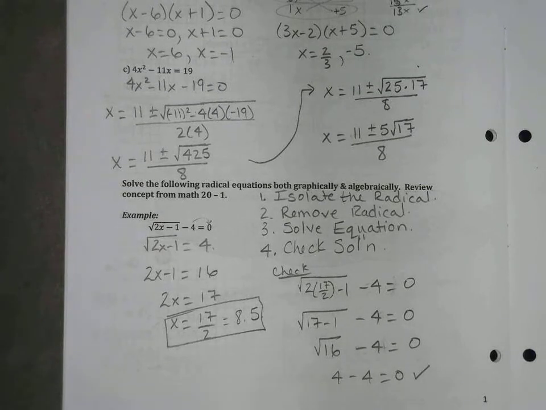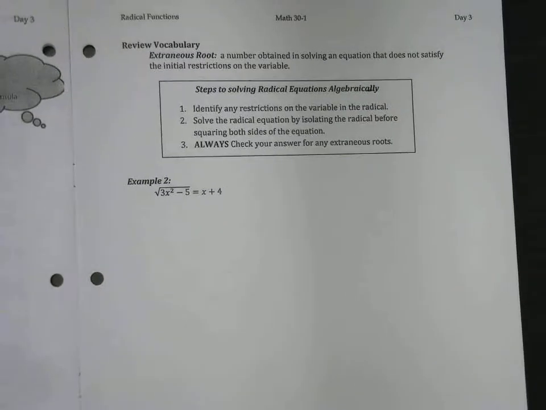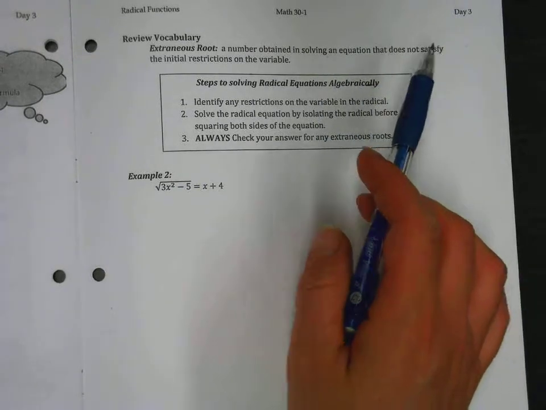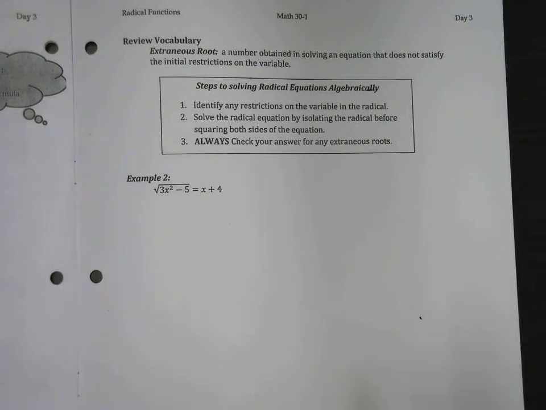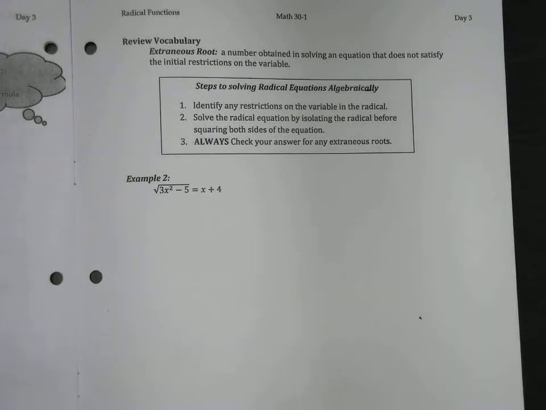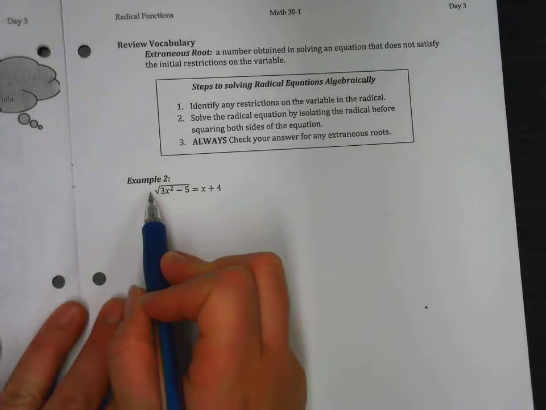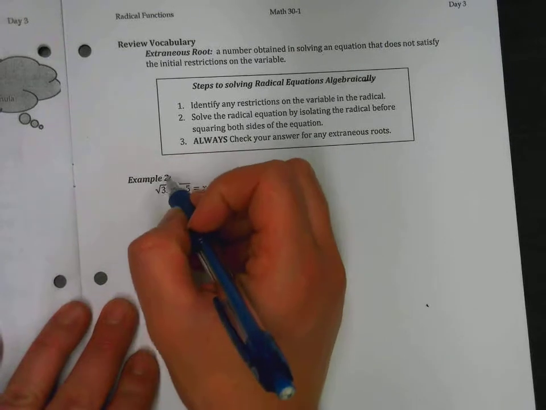Okay, what can happen with radical equations is what we call extraneous roots. An extraneous root is a number obtained in solving an equation that does not satisfy the initial condition on the variable. So even though you got a solution, it actually doesn't work in the equation. Okay, so we're going to follow the same steps. We're going to solve this, and then at the end we got to check our solutions. So first thing we want to do is this radical has already been isolated for us, so we're going to simply take this and square both sides of our equation.